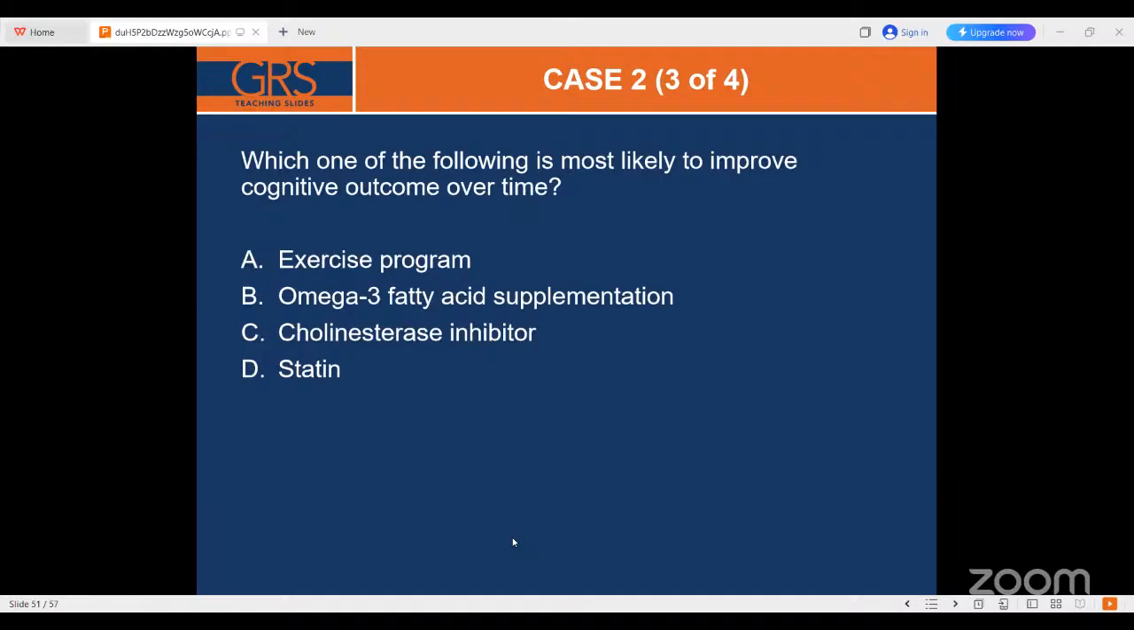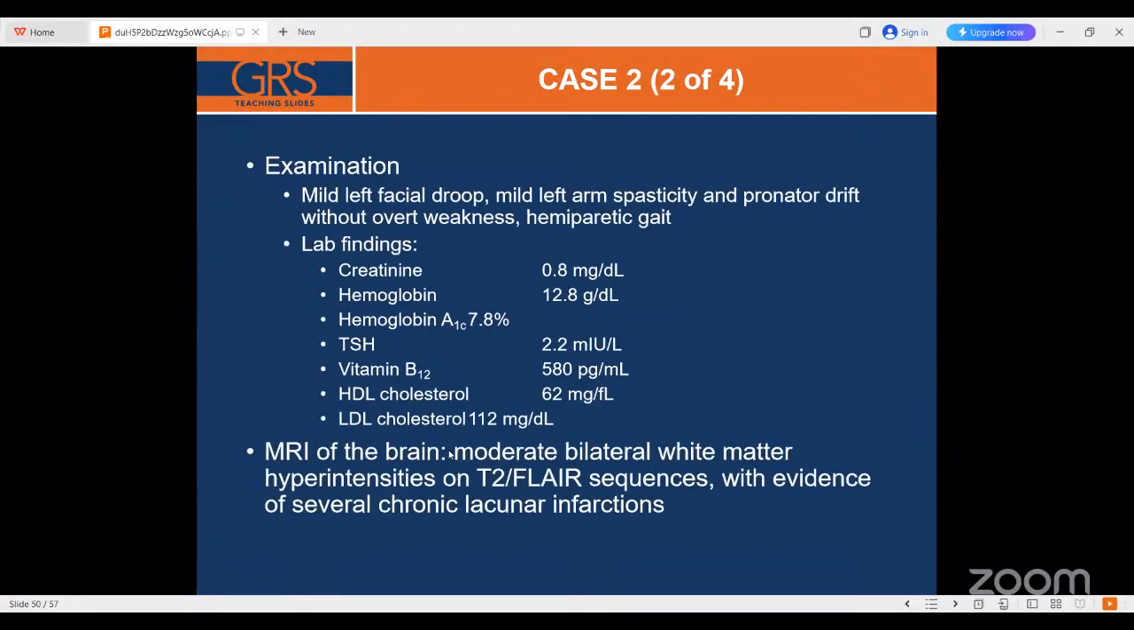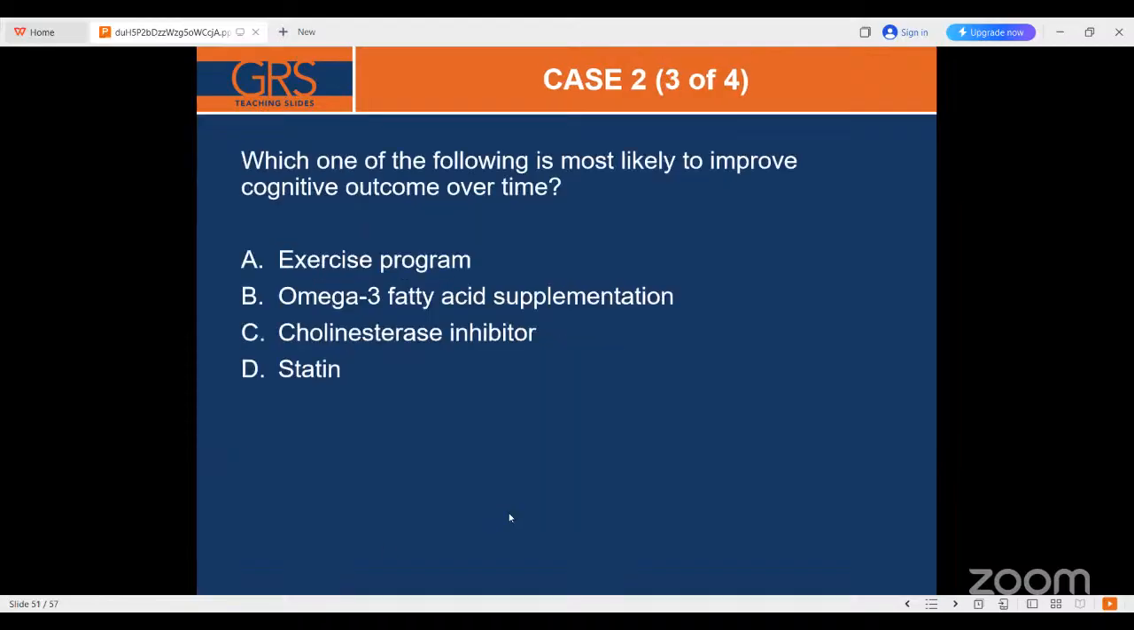A, B. So yeah, of course you are right. The right answer is exercise program. Why not statin? Statin is protective from developing a stroke. This patient already has a stroke, and the MRI findings confirm that he has already developed a stroke. So for further improvement of his cognition, the exercise program is number 1.